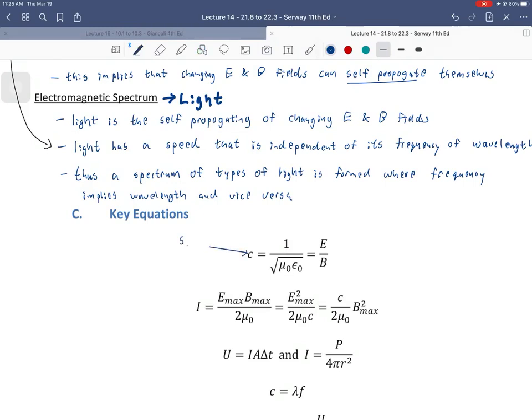Okay, so this is the speed of light. I don't know why it's represented by c, but that is always a letter we will use, a lowercase c, for the speed of light. Here we see that the speed of light has a value that is precisely 1 over the square root of the permeability constant times the permittivity constant.